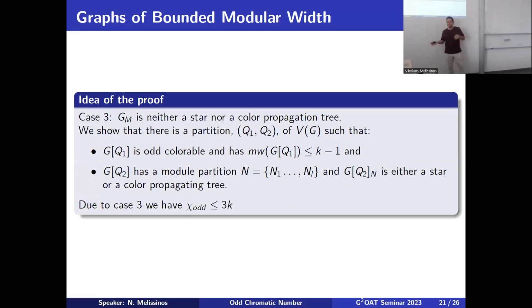And finally, we saw that if we start from any graph, then we can partition it such that one of the partitions has at most k-1 modules. So we have reduced the number of modules. And the other part of the partition is either a star or a propagating tree. Now, because the star in some cases needs 3 colors, if you repeat this, you can find this upper bound of about 3k.